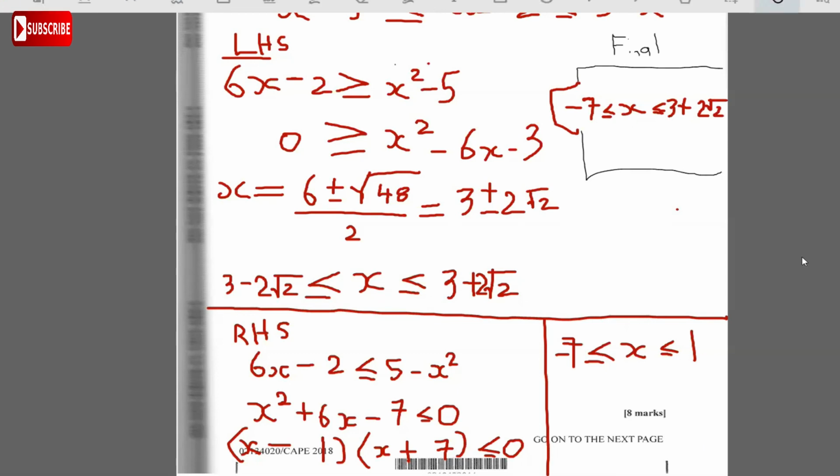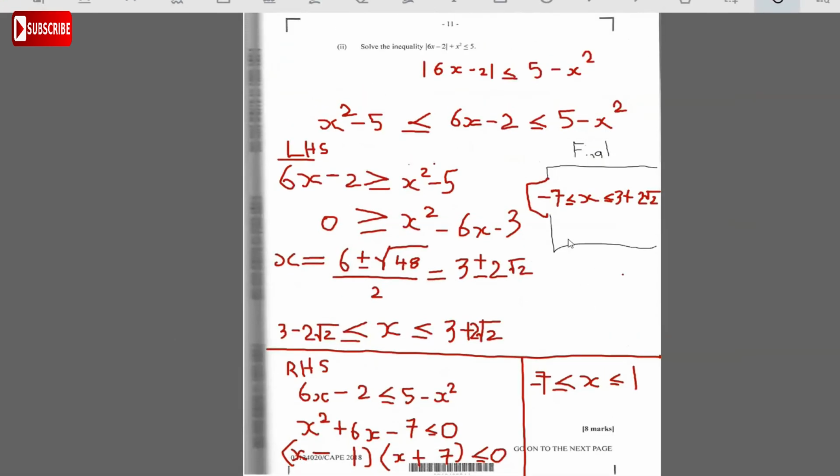When you get your answer, you want to check it. So you can put in a number like negative 6. Check it. 6 times negative 6 minus 2, that's 38 is the modulus. Then 5 minus negative 6 squared.